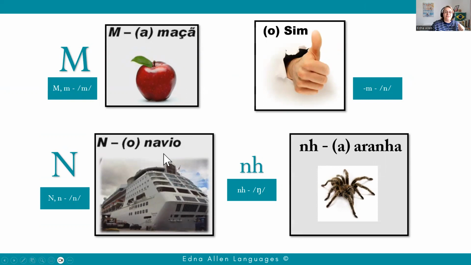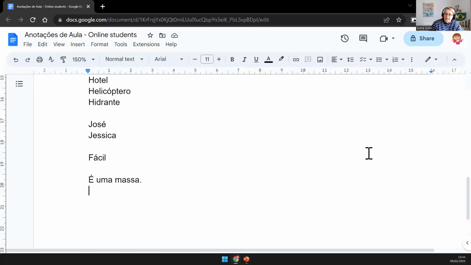Navio. But when we have an NH combination, we do nha, just like the sound of ing in English. But the difference is that you are adding a vowel in the end. A aranha. So how would you call that fish you find in Amazon rivers? You can say piranha. It's also a bit of a naughty word. Oops. Anyway, let's not talk about that right now, shall we?